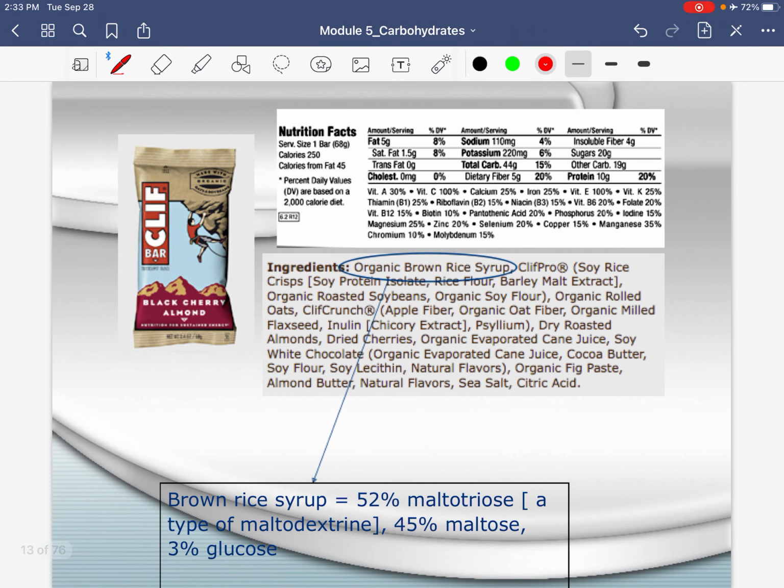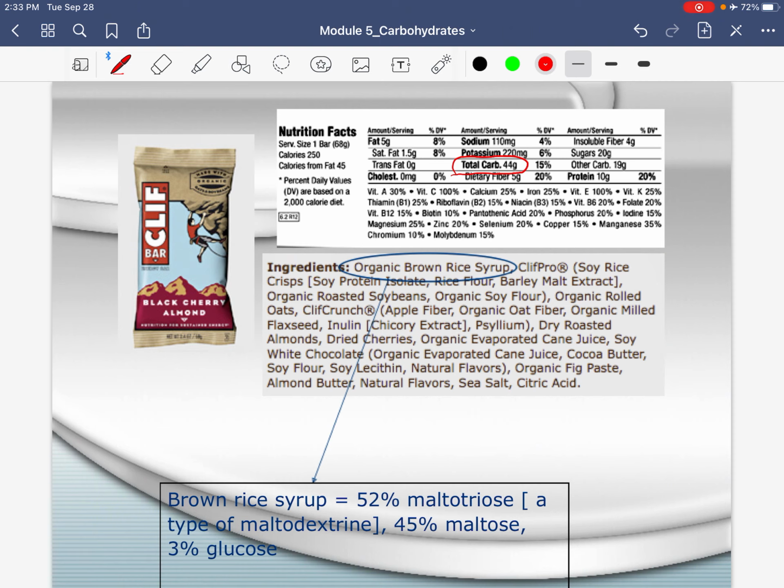Here we go. I was already thinking about this, right? So this is an old label, but still, okay. Black cherry almond, I just picked one that I could find online, easiest. Let's first look at the sugar. 44 grams of sugar. Wow, that's a lot. So we look at the ingredient list. We already know from an earlier chapter that what is listed first on the ingredient list is what is present in highest amounts. So I love how they do this.